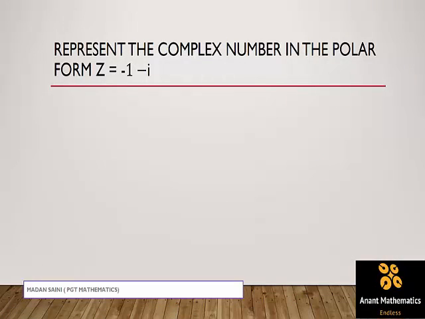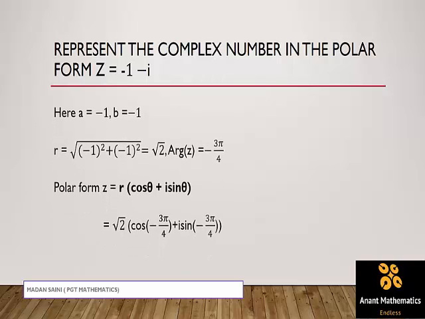Next, we need to write the complex number in the polar form. Calculating modulus, that is root 2, and argument of z is minus 3 pi by 4. The polar form is r times cos theta plus iota sin theta. Substituting the value of r and theta, we will have the polar form of the given complex number as root 2 times cos of minus 3 pi by 4 plus iota sin of minus 3 pi by 4.